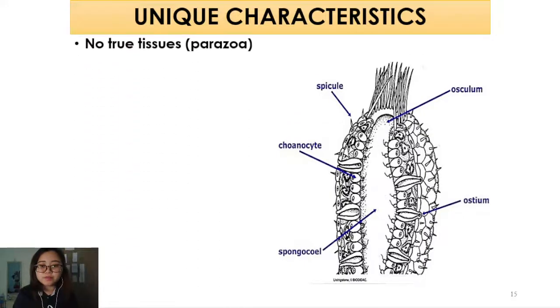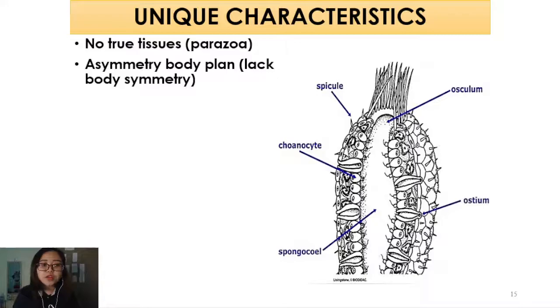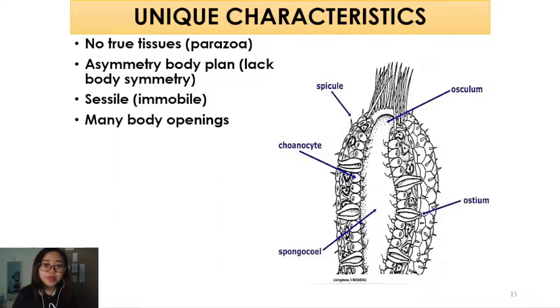Phylum Porifera. The first characteristic is that they do not have true tissues, so Porifera are classified as parazoa. They also have an asymmetrical body plan, so they lack body symmetry. They are sessile or immobile, so they're not going to be moving around. And they have many body openings.